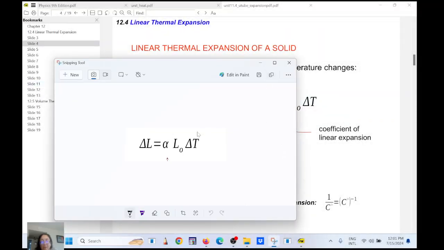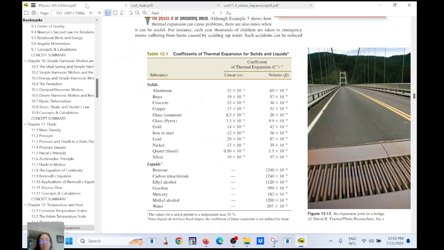So the best way to write this will be the expansion, so the change in length, per original length. So it will be the change in length over the original length is proportional to the change in temperature. So that will be in degrees Celsius to the -1. So let me explain what it means. So let's go back to your book here.